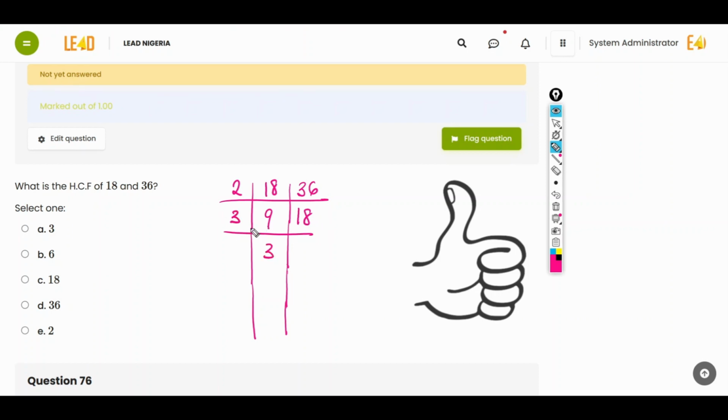3 in 9 gives me 3. 3 in 18 gives me 6. I can use 3 again. 3 in 3 gives me 1. 3 in 6 gives me 2. All right, so my HCF is going to be 2 times 3 times 3, which is 2 times 9, which is 18. HCF is 18.